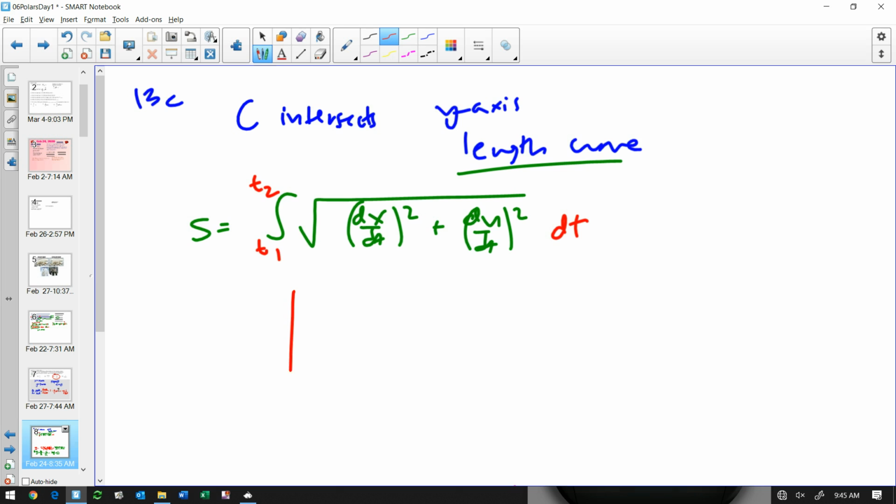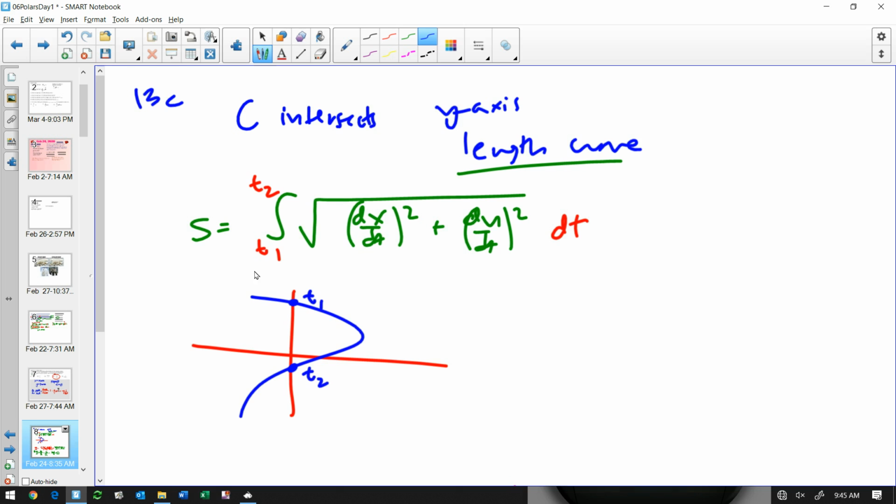So what you're trying to figure out is you've got this curve, and this curve intersects the y-axis 2 times, here and here. Okay? And if you want the length of the curve, then what you need to know is the time right here and the time right here. Is everybody good with that?